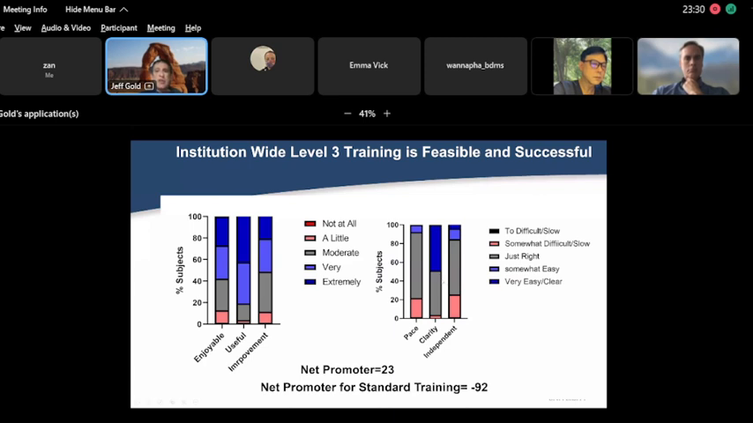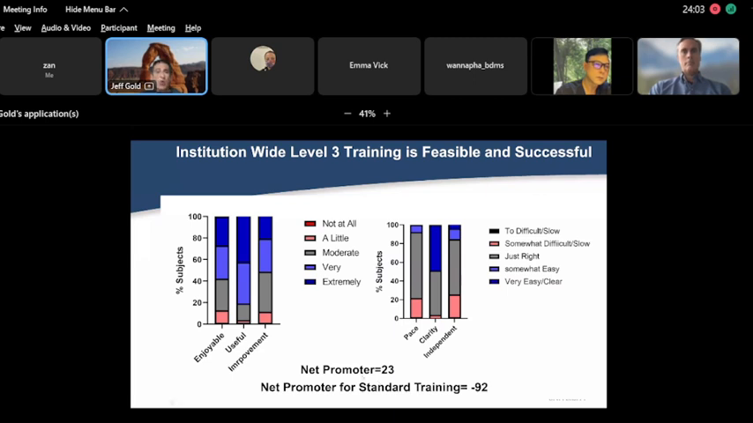Here, we want it to be in the gray zone, meaning neutral, that we wanted the pace, clarity, and difficulty to be just right. This had a net promoter score of a positive 23. A net promoter score is when you ask people on a scale of 1 to 10 whether they would recommend the session to others. You take the percentage of people that give you a 9 or a 10, subtract out the percentage of people that give you a 1 through a 6, and that is your net promoter score.